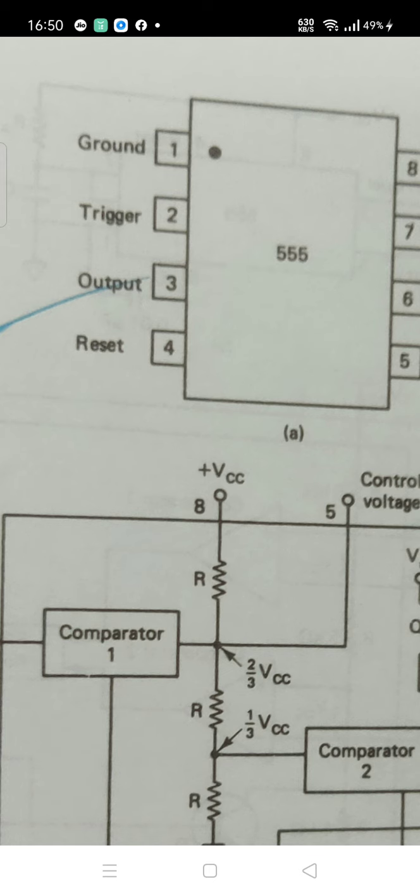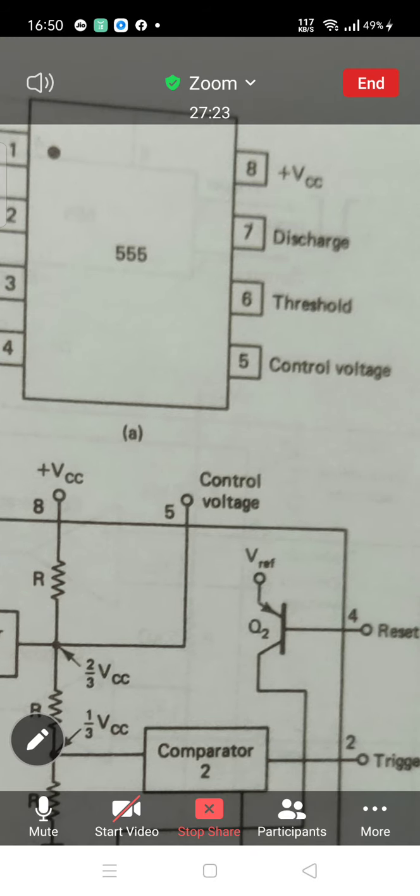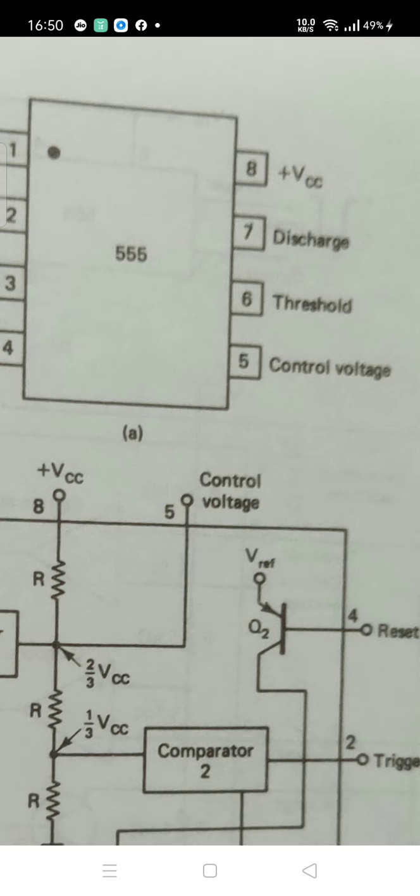Okay. Then pin number 5 is the control voltage. An external voltage applied to this terminal changes the threshold as well as the trigger voltage. In other words, by imposing a voltage on this pin or by connecting a pot between this pin and ground, the pulse width of the output waveform can be varied.